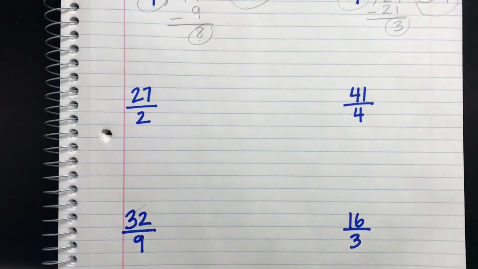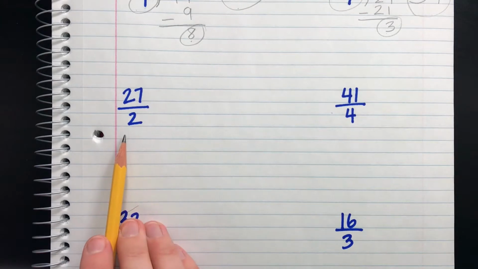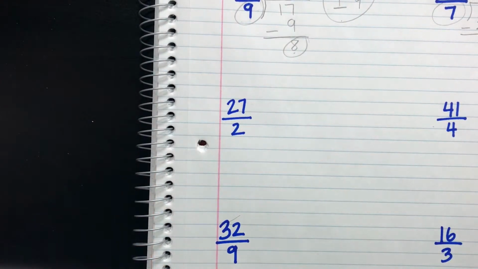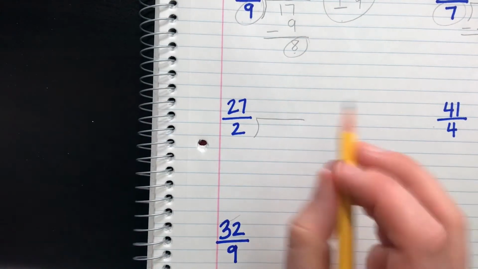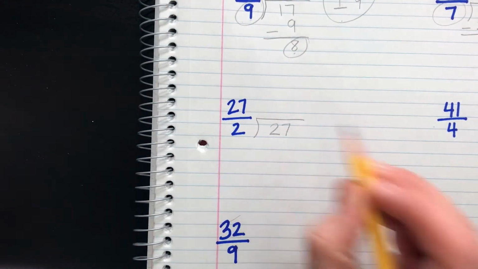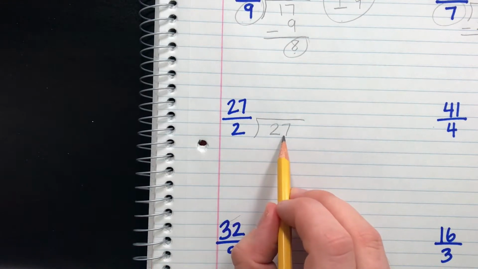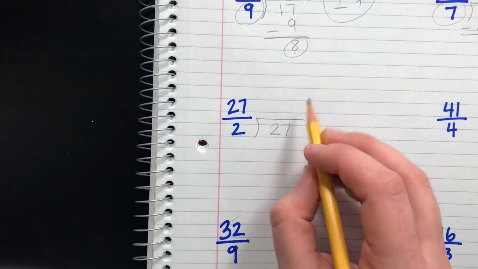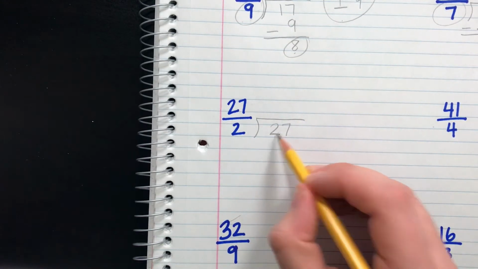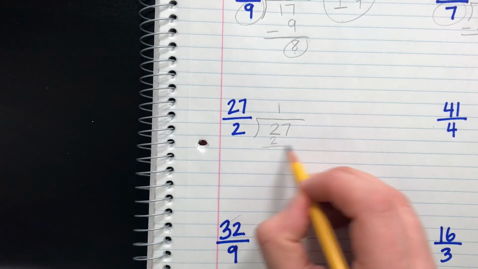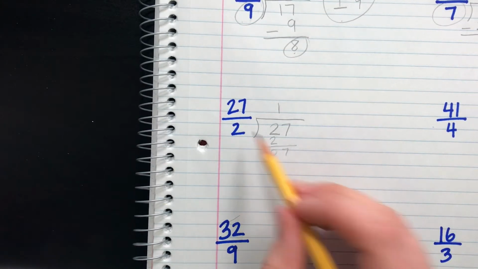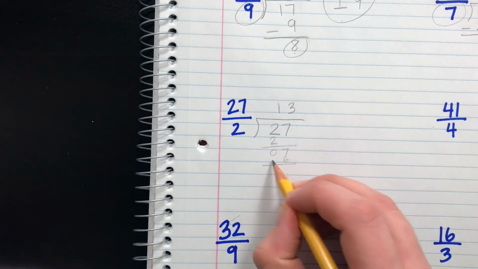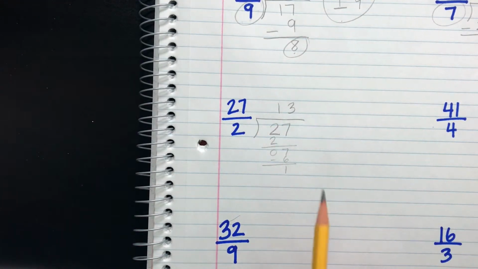Okay. So let's look down here at 27 over 2. Draw our division bracket and put the 27 inside. 2 goes into 27. Well, I can do it step by step. So 2 goes into 2 one time. Bring our 7 down. 2 goes into 7 3 times. 2 times 3 is 6. Subtract, and we get a remainder of 1.